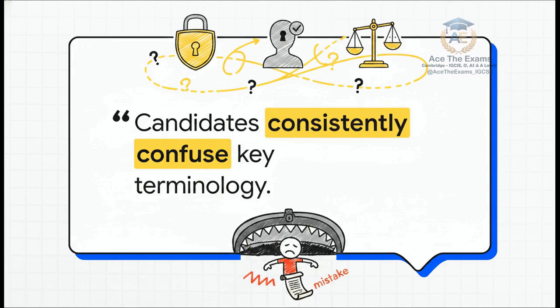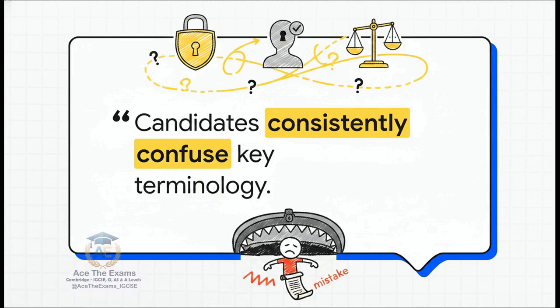Candidates consistently confuse key terminology. This right here is the tripwire that takes down thousands of smart students every single year. They constantly, repeatedly confuse these three foundational concepts: security, privacy, and integrity. Now, to the untrained civilian on the street, these words sound like synonyms. They sound like the exact same thing. But to a master computer science agent, they are entirely different protocols. When you confuse them, the examiner literally stops reading and starts deducting marks.